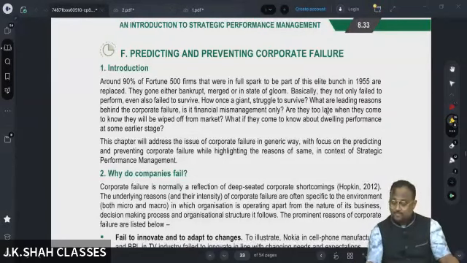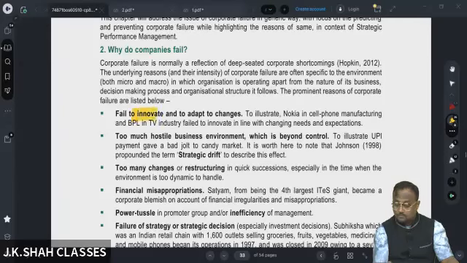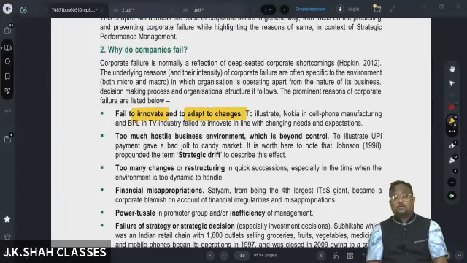So 90% of the firms will have a different reason. Why? Why do companies fail? Innovation, we fail to innovate and adapt to change. Change no किया तो no किया.